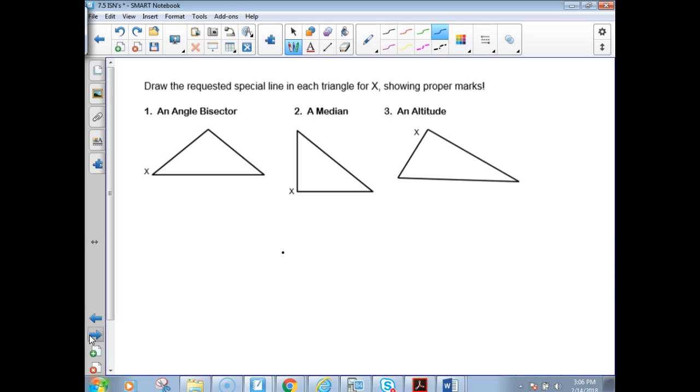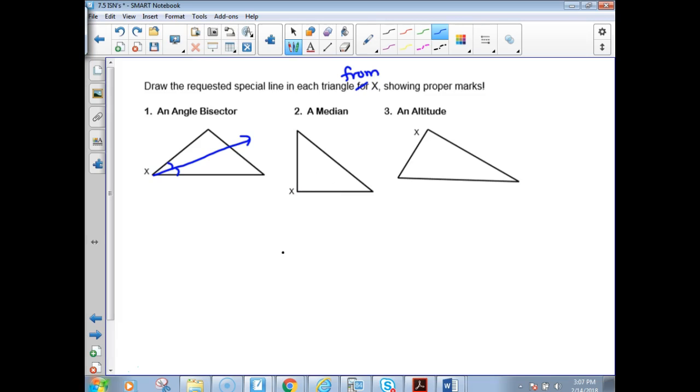Okay, everybody good? Now we're going to draw. I do not need them to be beautiful and perfect. Oh, and this should have said, draw the requested special line in each triangle from X, showing proper marks. Well, what they mean by proper marks is, we're just going to sketch this. We're not actually measuring. So if I'm going to draw an angle bisector from X, I'm just going to make an arc mark and an arc mark to show the angle got bisected, okay?